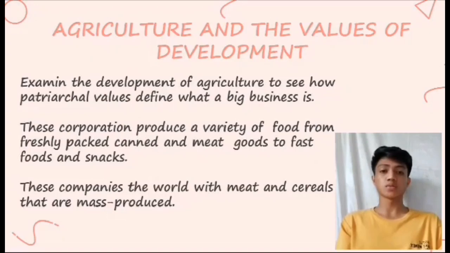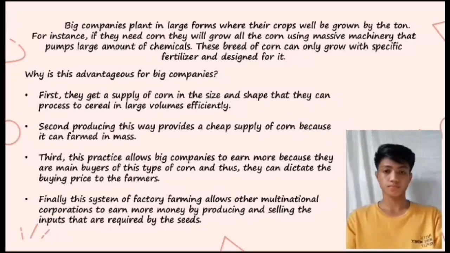Agriculture and the values of development. Examine the development of agriculture to see how patriarchal values define what a big business is. This corporation produces a variety of food, from freshly packed, canned and meat goods to fast foods and snacks. These companies supply the world with meat and cereals that are mass produced. Big companies plant in large farms where their crops will be grown by the ton.